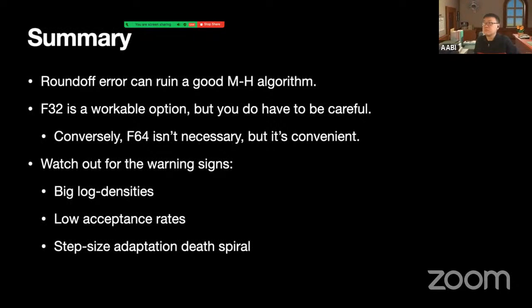So in summary, roundoff error can ruin a perfectly good Metropolis Hastings algorithm. It is possible to get float 32 to work, but you do have to be careful. On the flip side, I would say that the big advantage of float 64 in this case is not so much that you have to do it, but it does make your life a little bit easier if you can afford it. Finally, watch out for these warning signs: big log densities, low acceptance rates, and this step size adaptation death spiral. Thanks a lot.